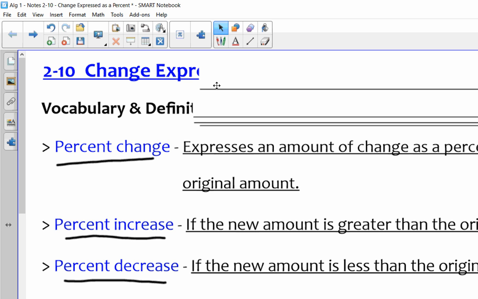Increase, like I said, means I'm looking at a percent of how much the new amount is compared to the original amount. And then decrease, like I said earlier, is looking as a percentage at how something went down from the original amount, okay?